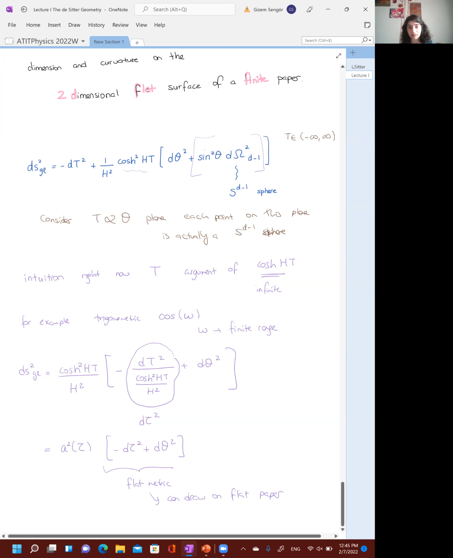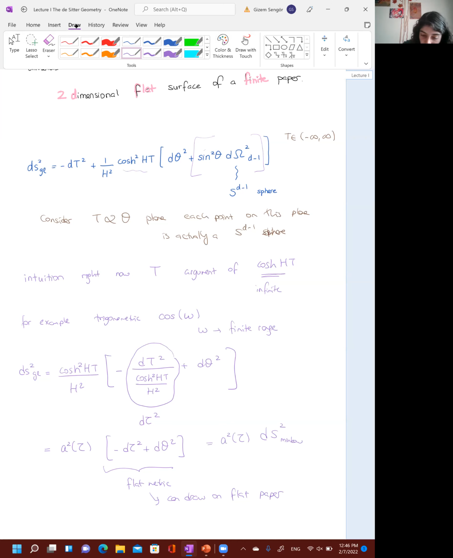Maybe, again, it needs an infinite ranged paper. We don't know yet, but at least it's some flat object. And also what I have done is I have written the de Sitter metric in terms of the Minkowski metric. Now such transformations, so metrics related to each other by an overall factor, are called conformal transformations.